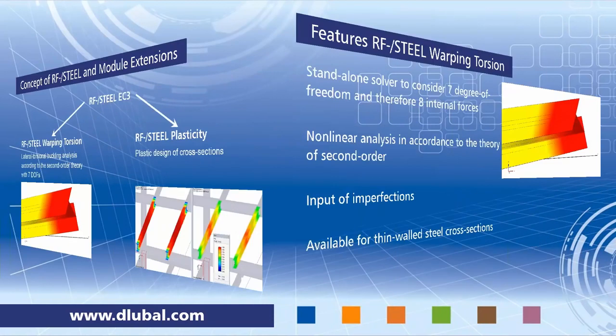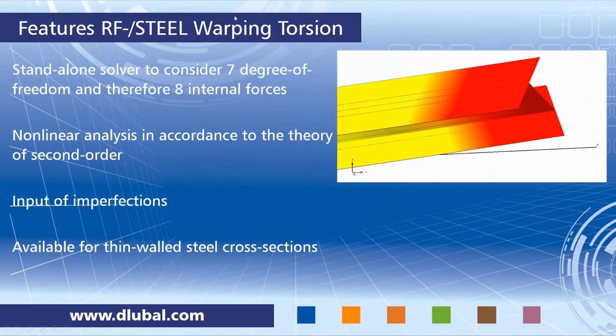To give you a bit more detail, here's a list of features available, and these are the features of the warping torsion extension. So you have a standalone solver, and this is considering 7 degrees of freedom. So the 7th degree is the warping torsion degree of freedom, beside the usual translational and rotational degrees of freedom. And it is performing a nonlinear analysis in accordance to the second order. You can enter imperfections, and in general this extension is available for thin-walled steel cross-sections.